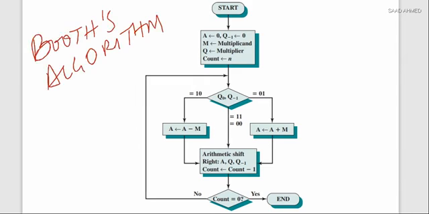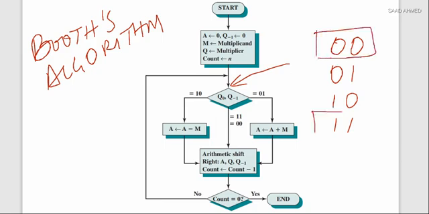So here's the flowchart, and what we need to know first is that we are going to check Q0 and Q minus 1 initially and make a decision. For that we have two bits here, Q0 and Q minus 1. The possibilities are 0 0, 0 1, 1 0, or 1 1. These are the four possibilities. If you check, in two of them the bits are the same, and the other two are the different conditions. This is what we are going to check during this step.